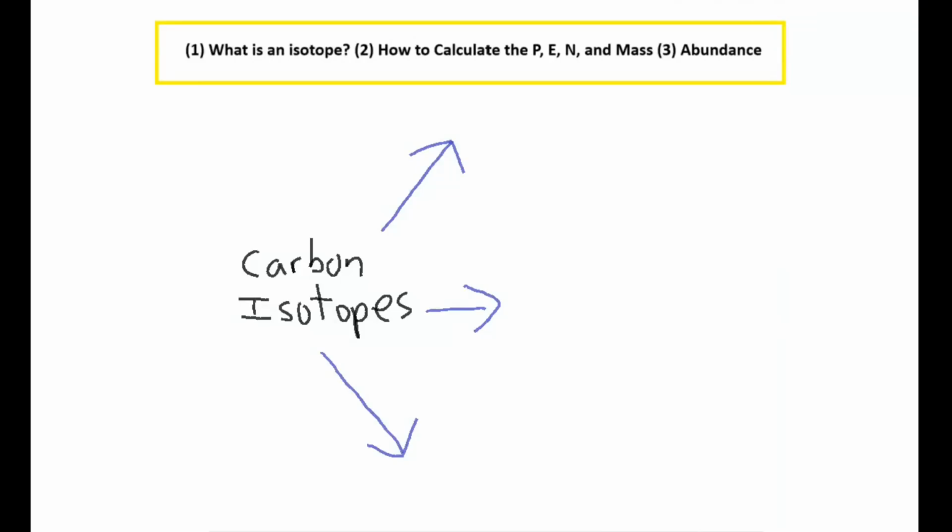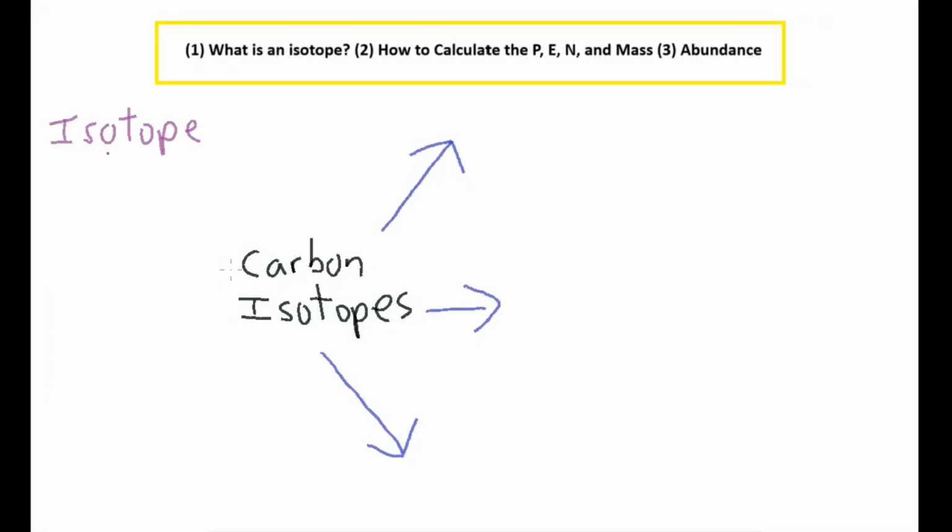In this video, you're going to be learning about the basics of an isotope. We're going to, one, learn what an isotope is. We're going to learn how to calculate the protons, electrons, neutrons, and mass, and then talk about the abundance of each of these. So first of all, we want to define what an isotope is.